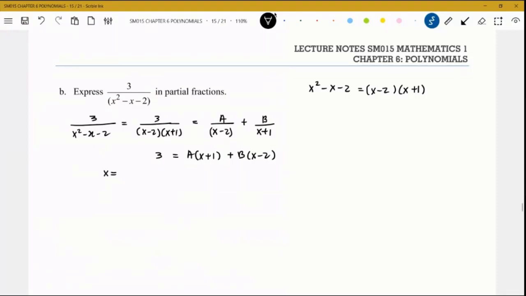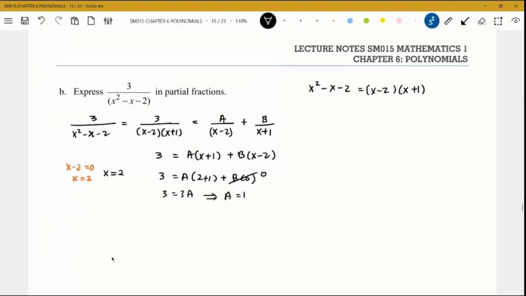So where does x come from? It comes from the factors we have. X minus 2 equal to 0, x equal to 2. So the first x is x equal to 2. Substitute into the left hand side and right hand side of this line. 3 equal to a times 2 plus 1. And then here will be 0, automatically the whole thing will be 0. So in the end 3 equal to 3a. A equal to positive 1.